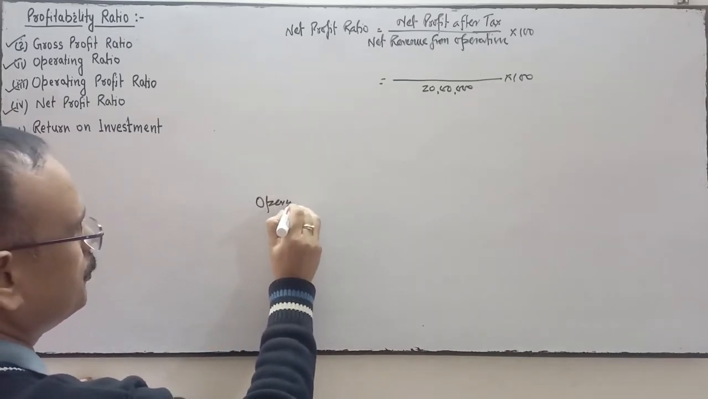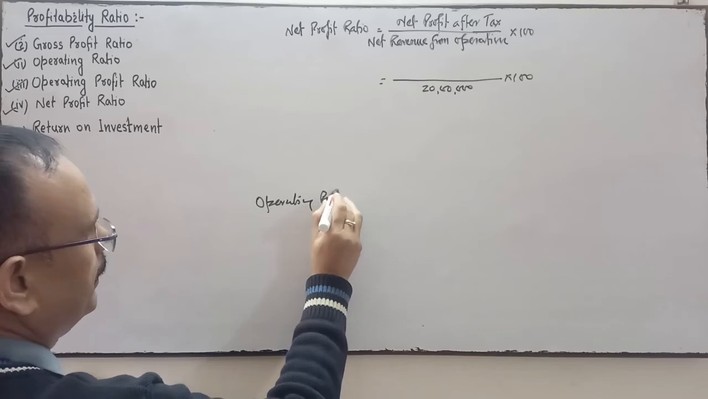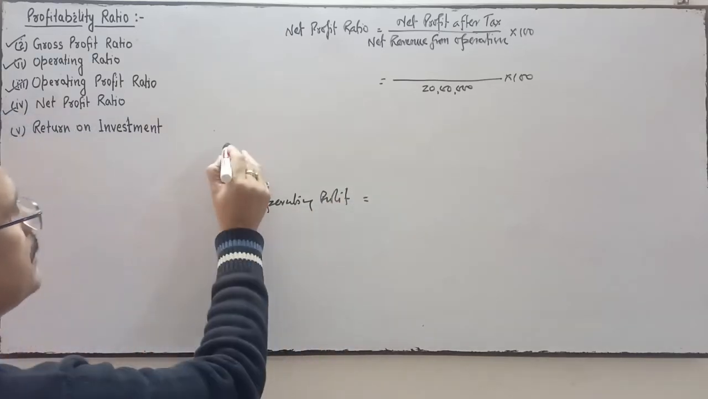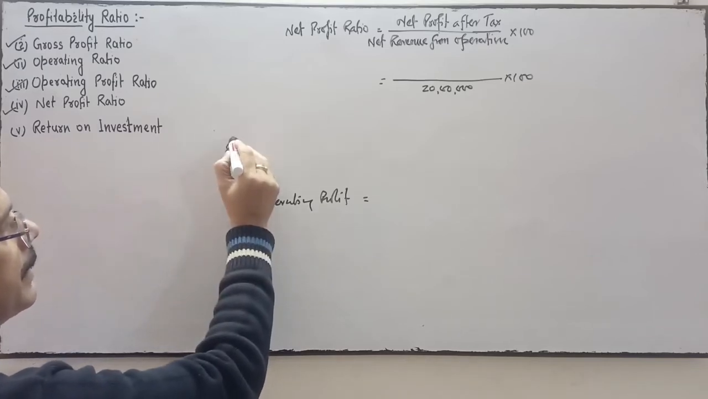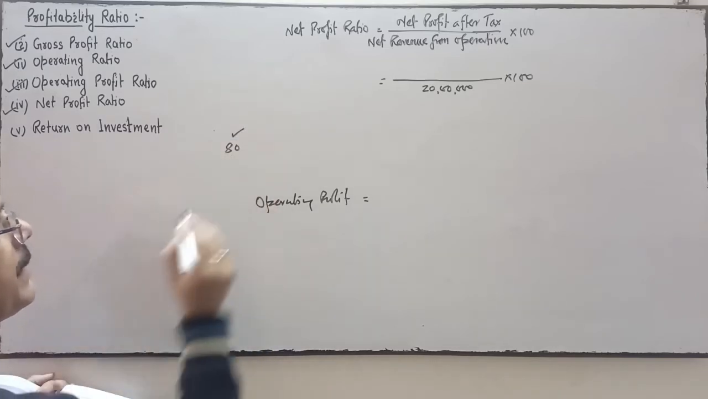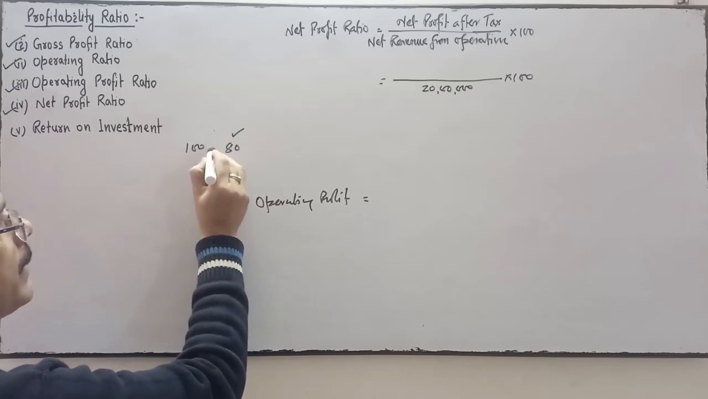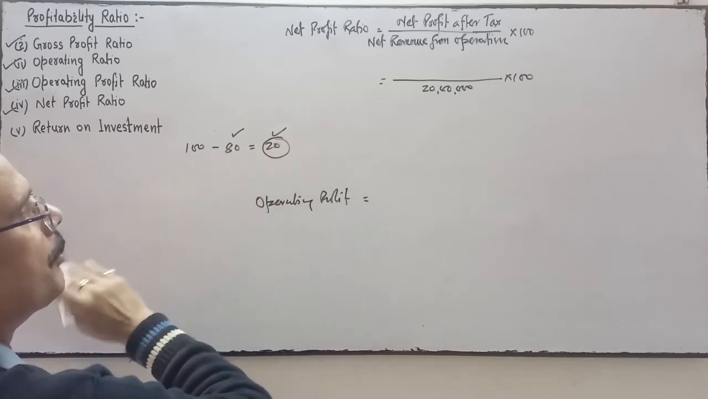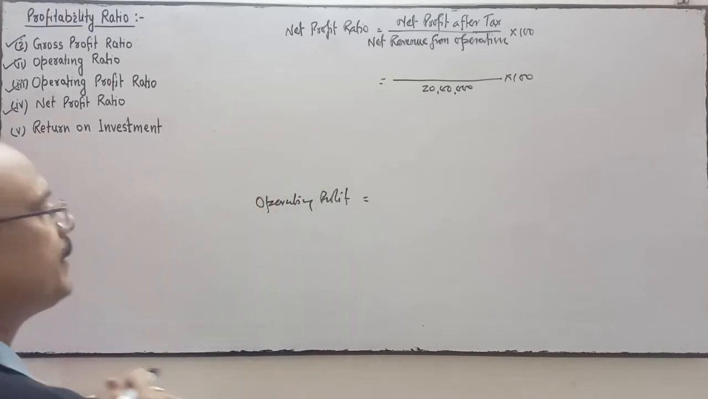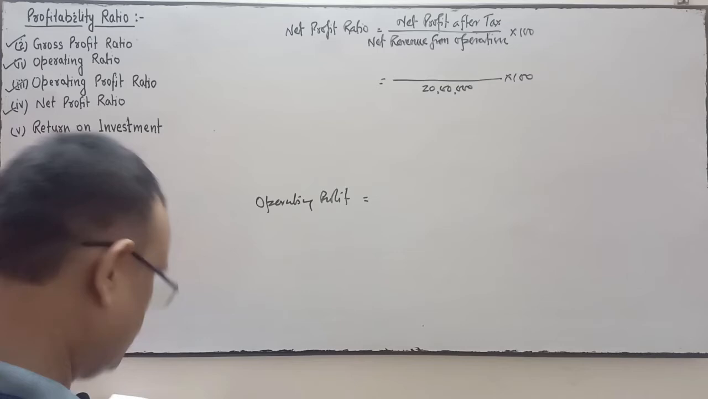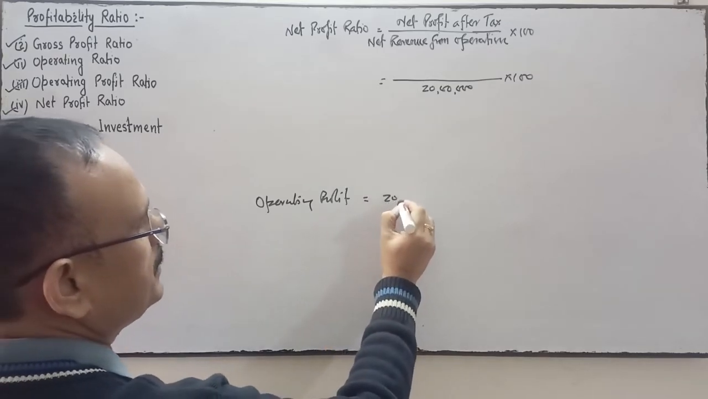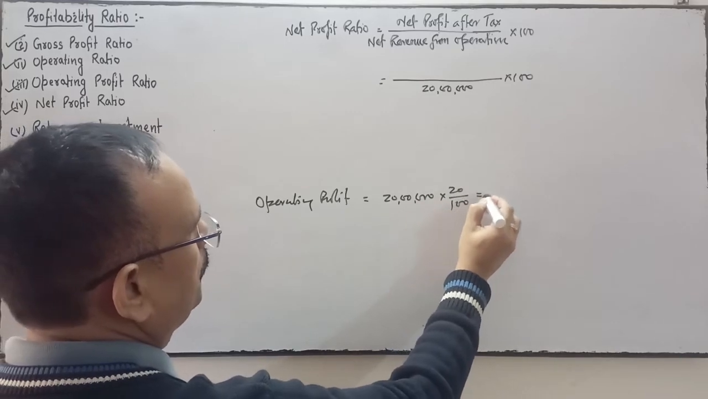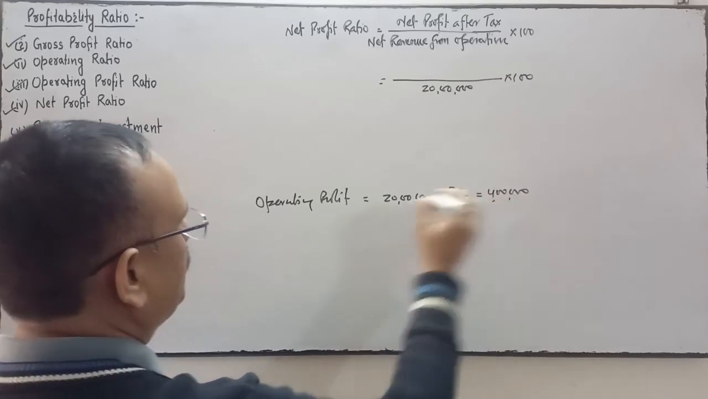If the operating ratio is 80%, then 80 means operating cost is 80. Out of 100 we deduct it, so this 20 indicates the operating profit. So operating profit is 20%. 20% of what? 20% of revenue from operation. So operating profit is 4 lakhs.